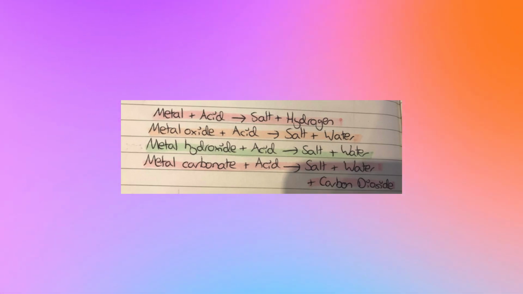But when you mix a metal oxide with an acid, you've introduced oxygens, so we're now going to make salt and water. If you mix metal hydroxide with an acid, you will also make salt and water. But if you mix a metal carbonate with an acid, you've now introduced carbon as well as oxygen. We're going to make salt, water, and carbon dioxide.